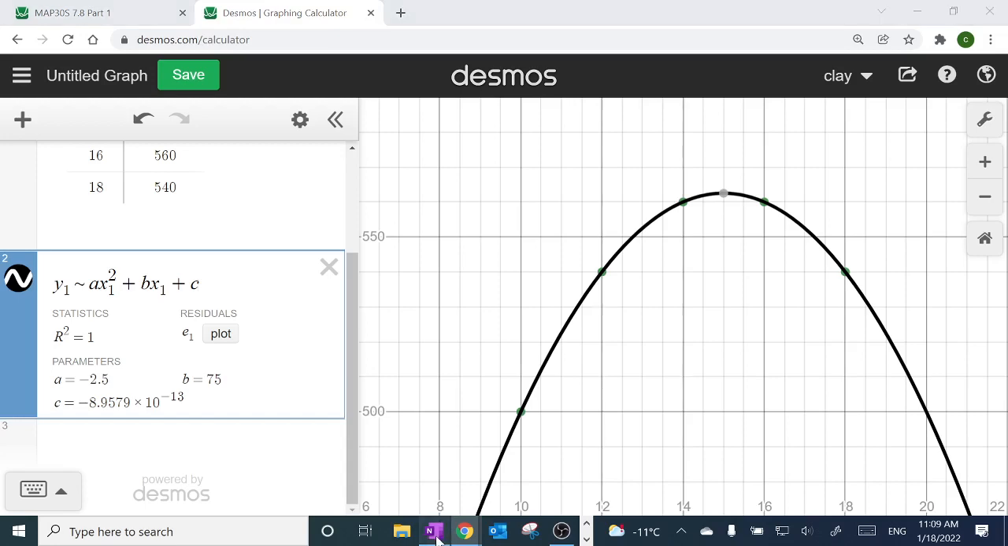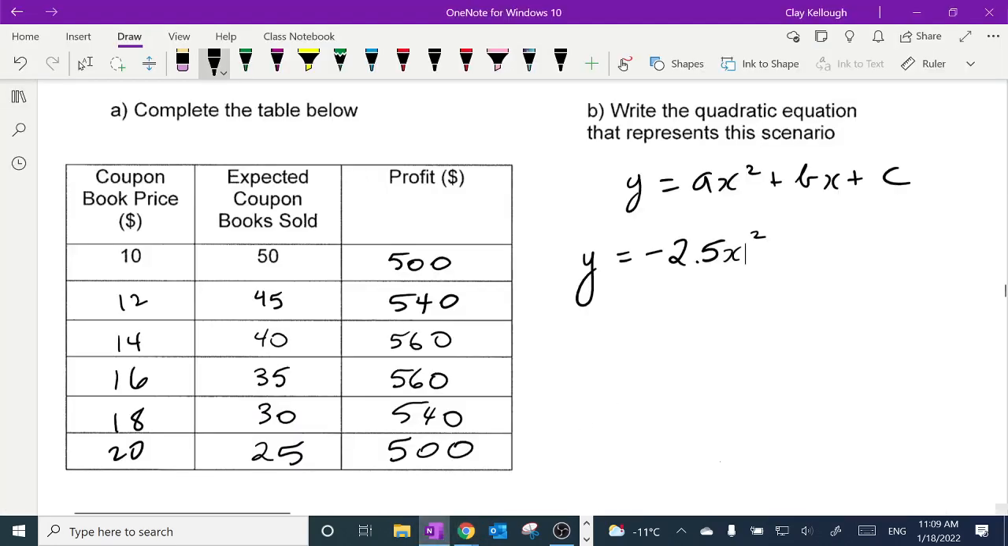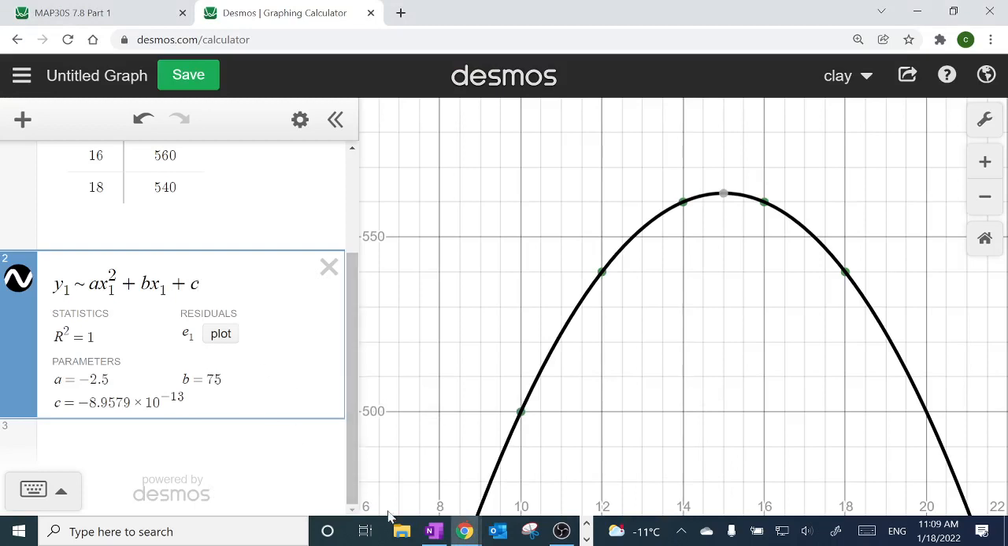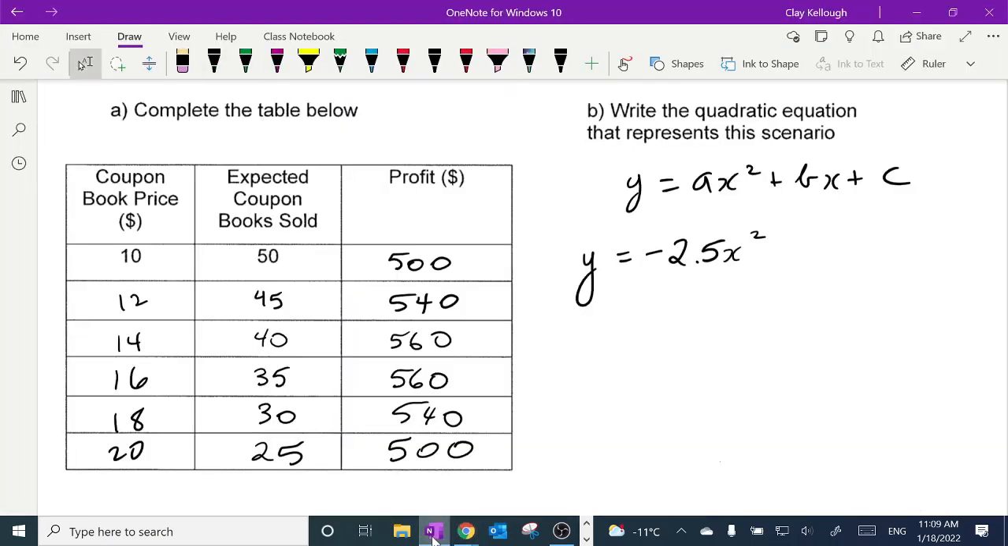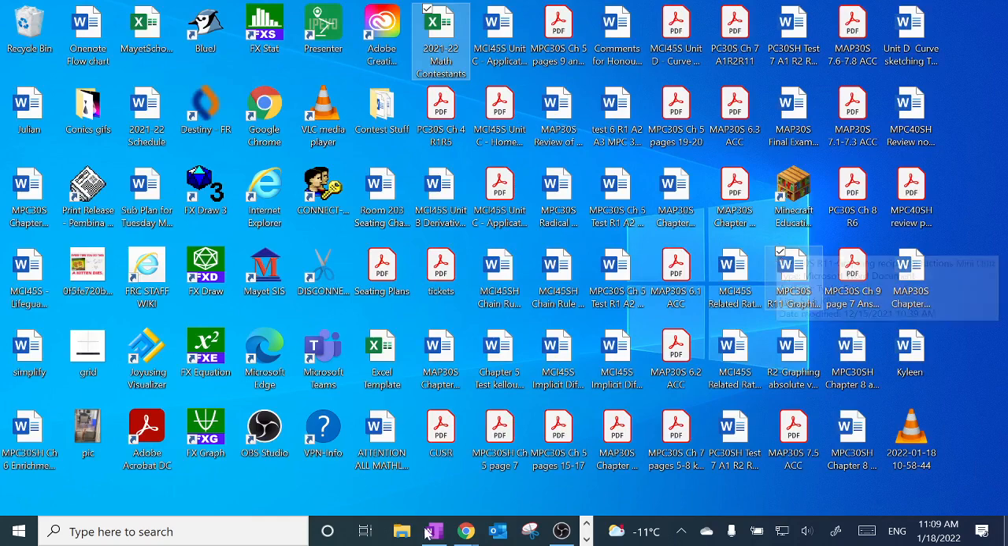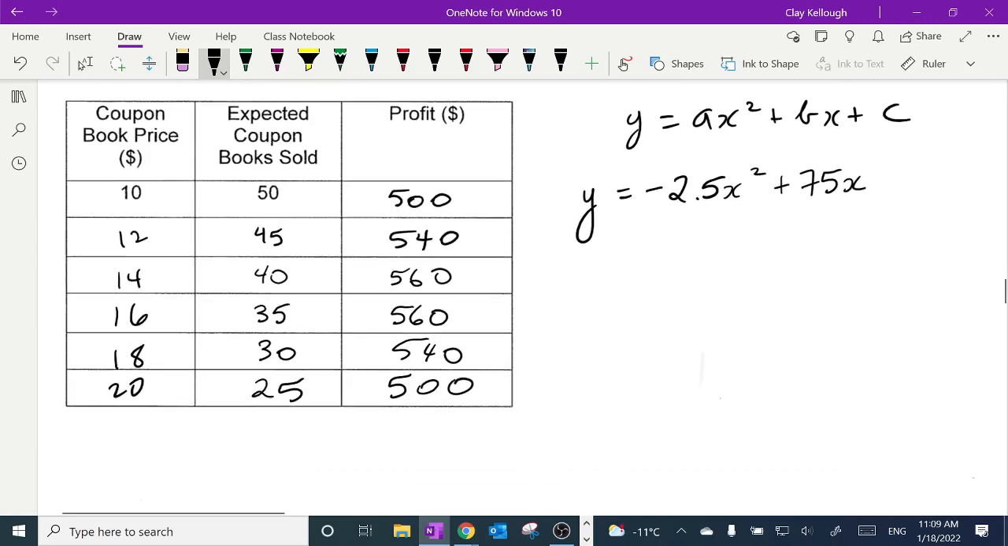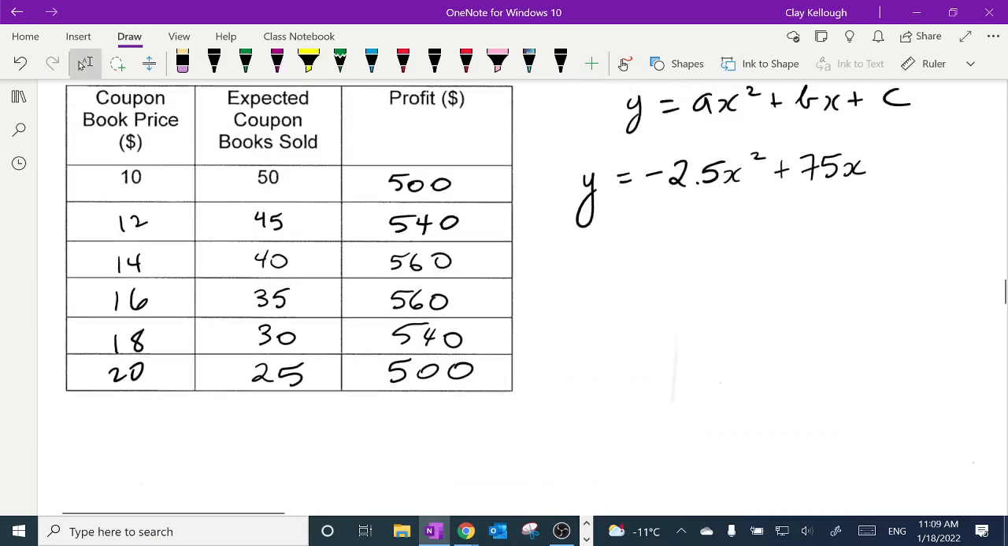Okay, so let me finish this question off here. So negative 2.5x squared, and then what was the b value again? That's how good my memory is. 75, thank you. Plus 75x, so the b value is 75, and the c value, again, it was decimal 0000, it was nothing. It was zero. So there it is. There is how we do this. And then, of course, that was the b question. Just write the quadratic equation. And then the c question, is there a c question? No, there is not a c question.